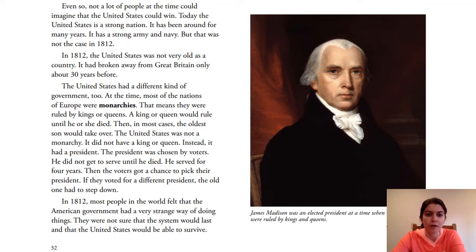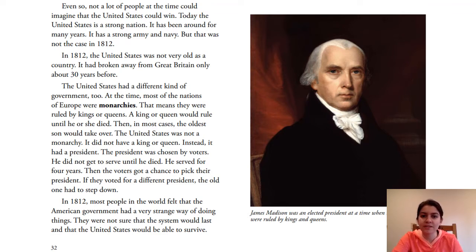Even so, not a lot of people at the time could imagine that the United States could win. Today, the United States is a strong nation. It has been around for many years. It has a strong army and navy. But that was not the case in 1812. Listen to see how the United States was different in 1812. In 1812, the United States was not very old as a country. It had broken away from Great Britain only about 30 years before.